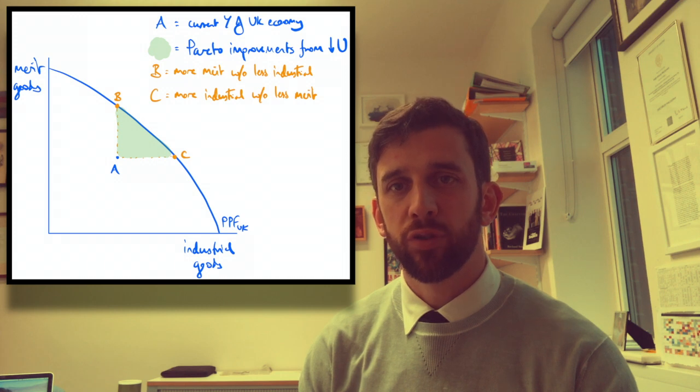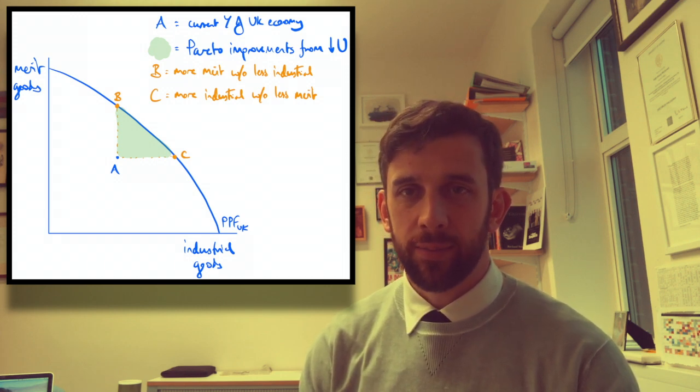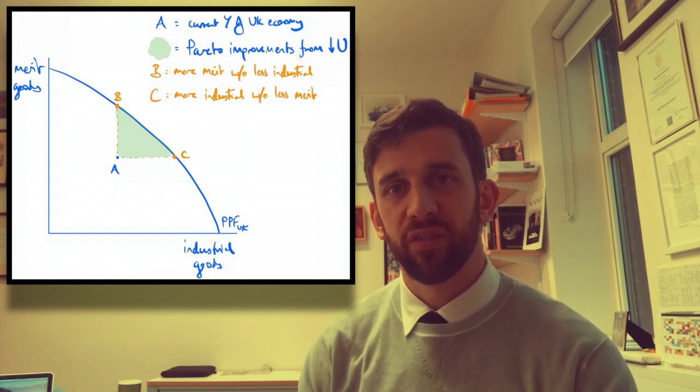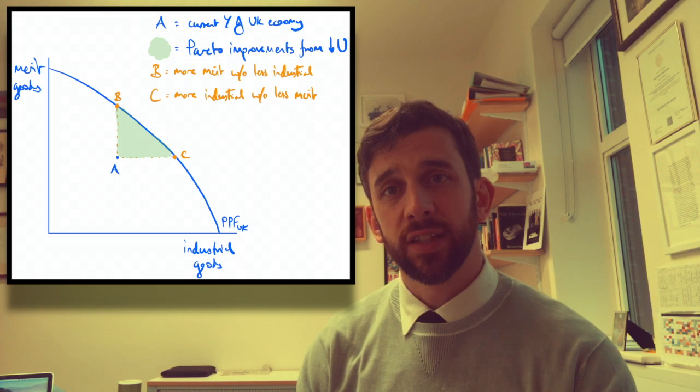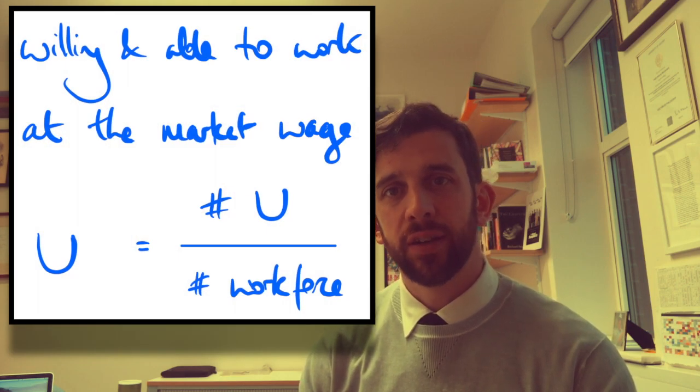We can show this improvement with a PPF. Unemployment means that we're operating inside the PPF, so reducing unemployment means moving outwards towards the PPF. More of one good without less of another. That is, no opportunity cost. Win.